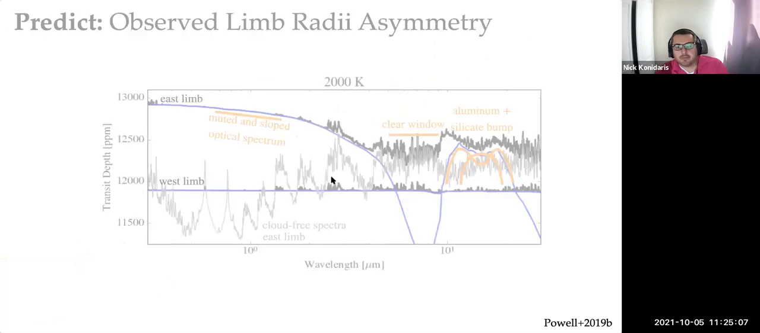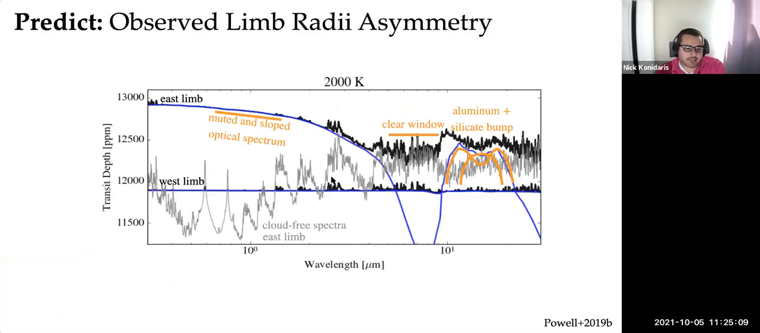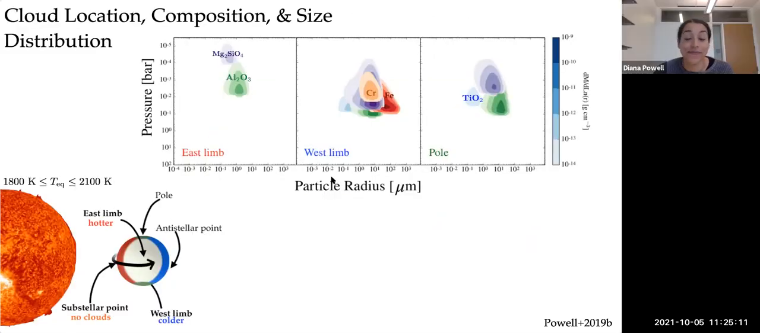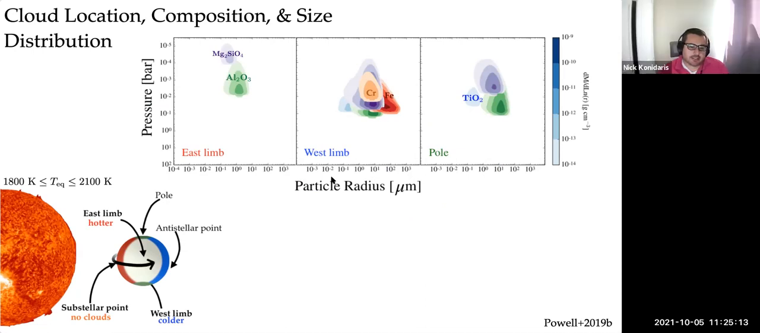Diana? Yes. A quick question about interpreting these simulations. How should we, in our minds, visualize what these different clouds are? Are they all mixed together, or are these clouds of different species separated on the surface?